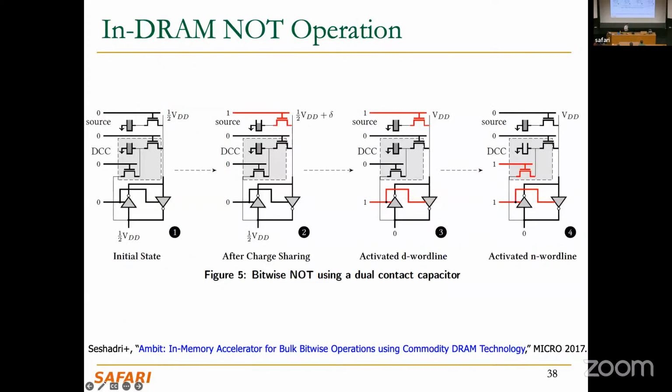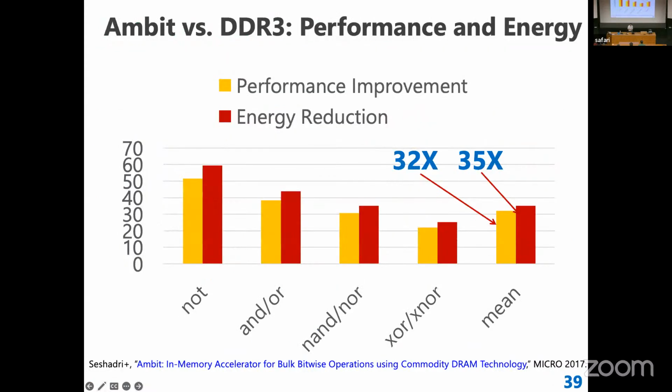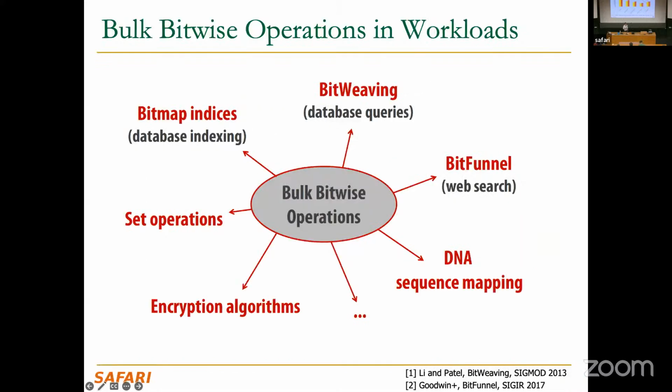And this is just an explanation of how this works. So with that, we have implemented in this MICRO paper NOT, NAND and XOR operations, and we see a significant improvement in performance in terms of throughput and energy compared to a baseline CPU system.